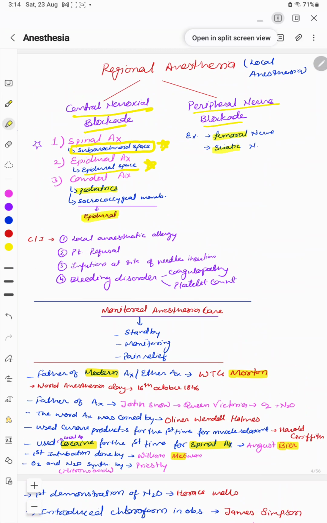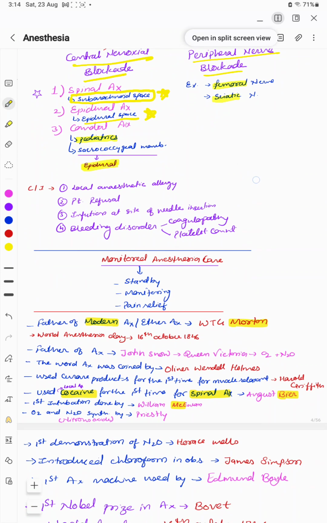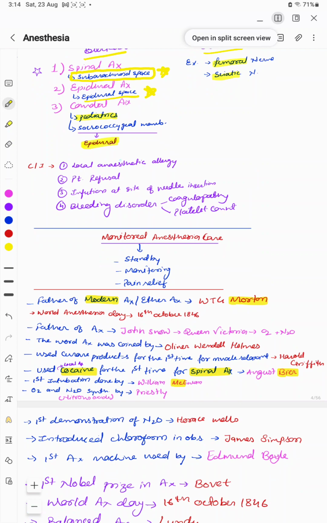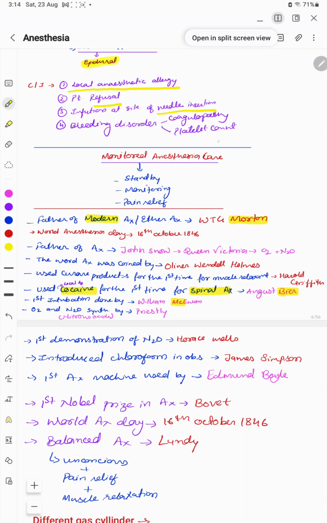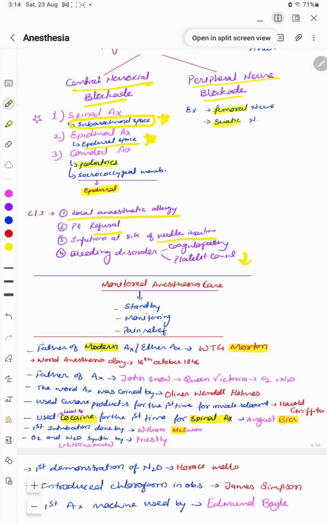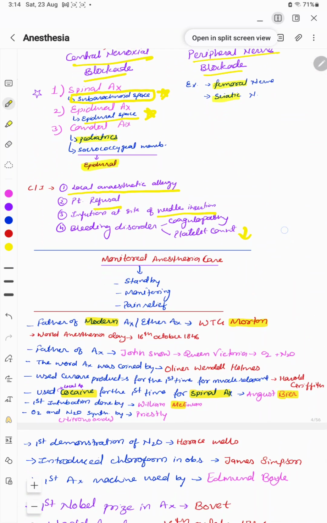What are the contraindications of regional anesthesia? This is important, you need to remember. When the patient refuses, says I don't want regional anesthesia, then you cannot give it. Local anesthetic allergy: when there is allergy we cannot give regional anesthesia. Infection at the site of needle insertion, you cannot give. And bleeding disorders like coagulopathy and low platelet count, you cannot give. You will not give regional anesthesia.